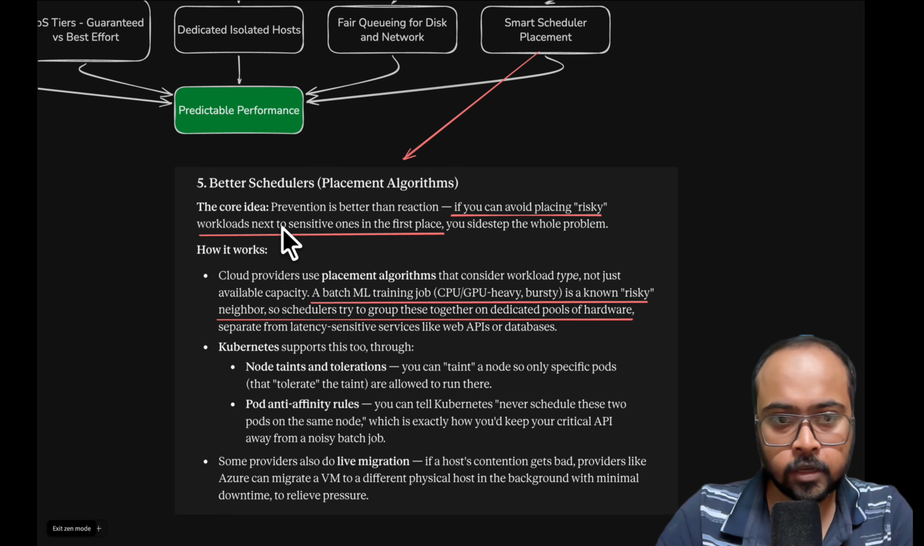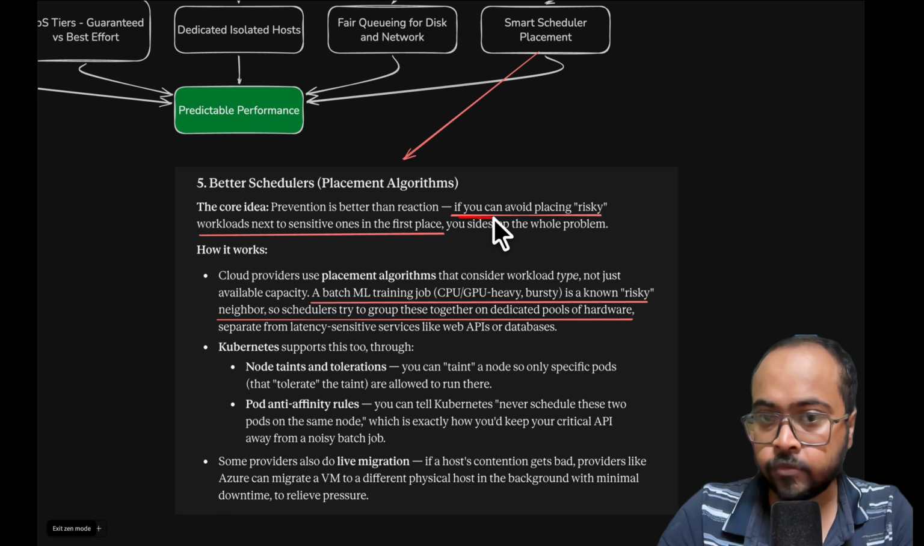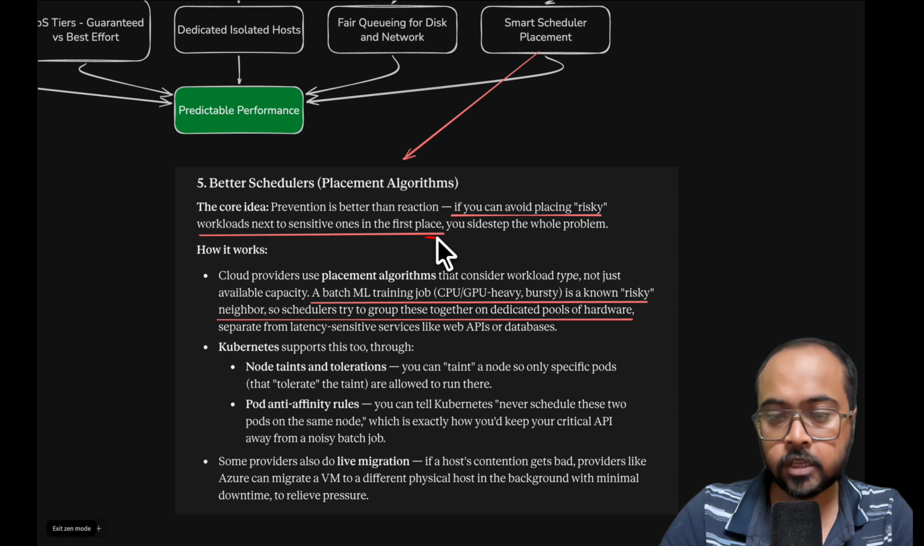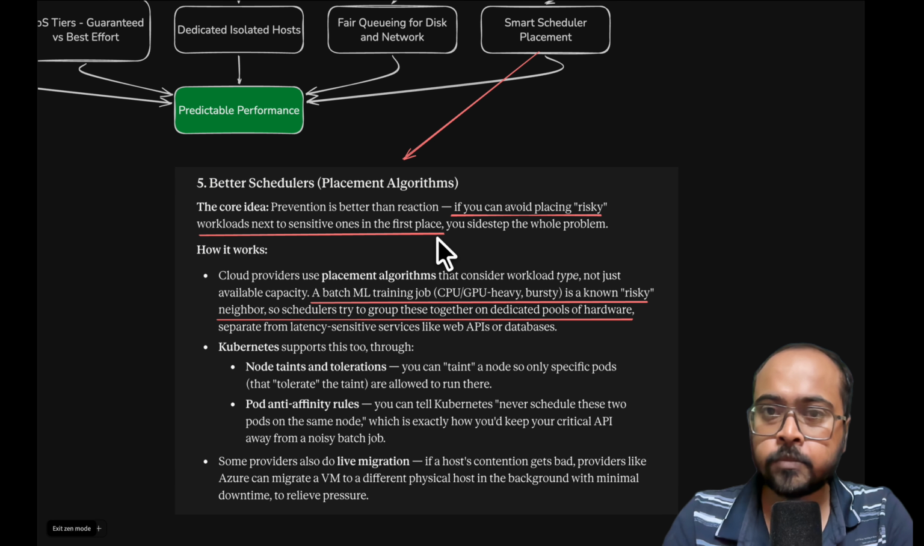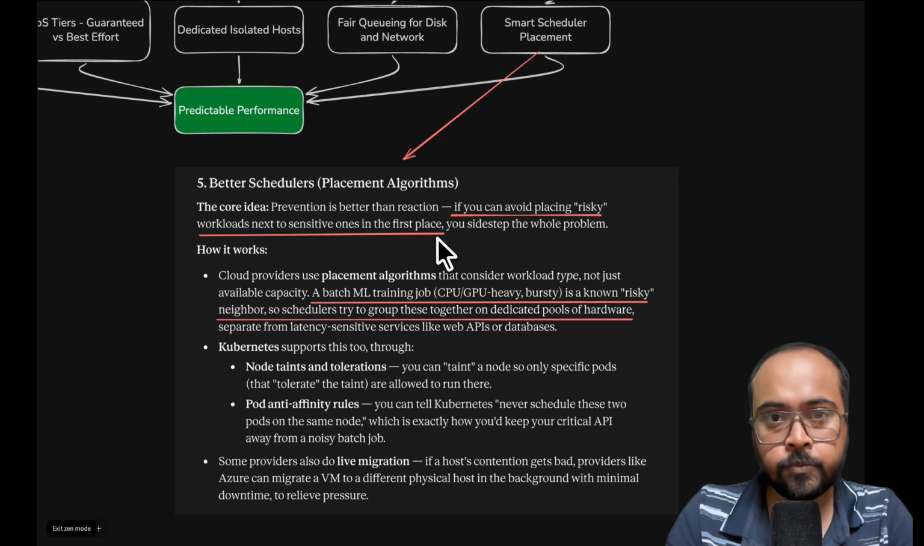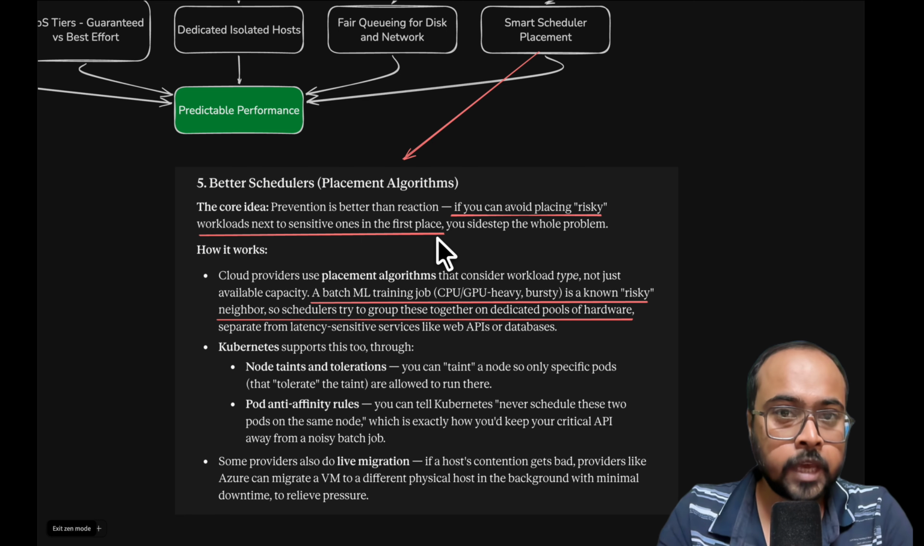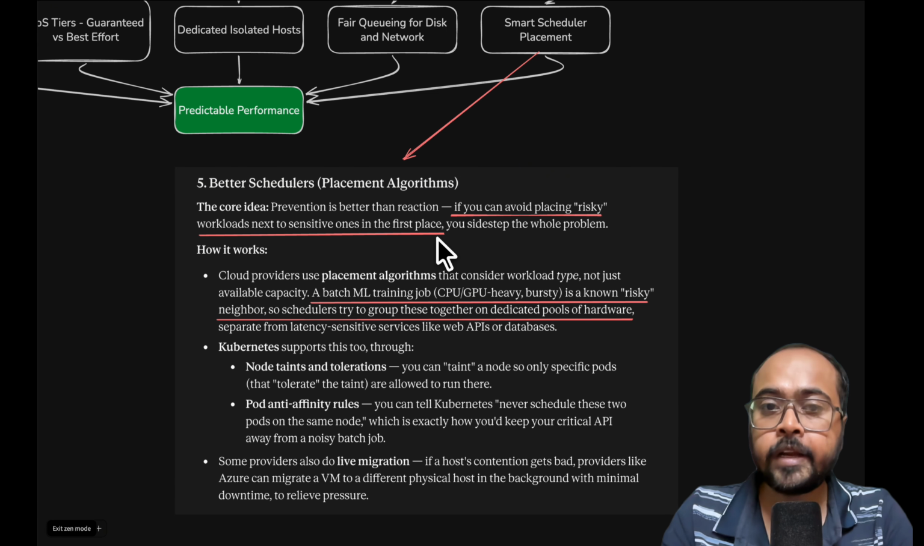Another mechanism that we have is known as smart scheduler placement. Here the idea is that prevention is better than cure. If you can avoid placing risky workloads next to sensitive ones in the first place, you sidestep the whole problem. So the cloud provider tries to identify which clients or tenants might cause a noisy neighbor problem for others, and once they have identified those, they put the tenants which have more chances of consuming more resources into a dedicated instance.